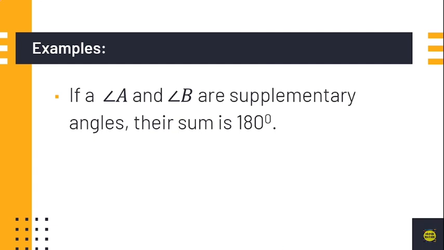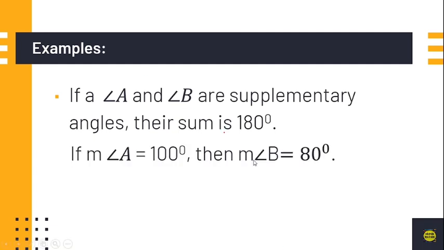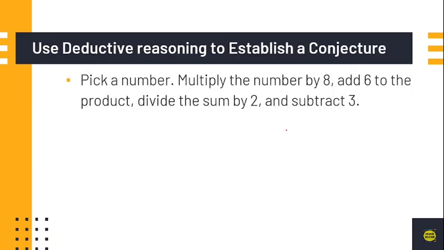This is a general statement: if angle A and angle B are supplementary angles, their sum is 180 degrees. Example: if angle A is 100 degrees and angle B measures 80 degrees, then 100 plus 80 is 180. That is the specific example. And the general statement is above.